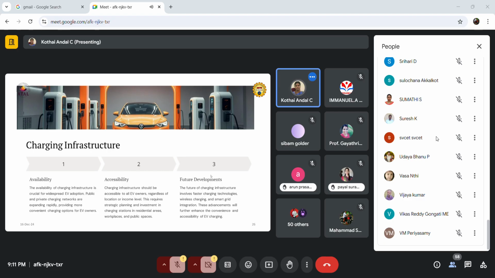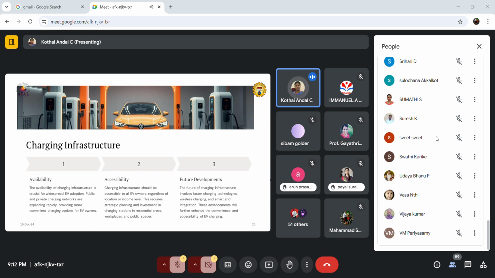In charging infrastructure, obviously we have to increase availability. It should be available in private and public charging networks. Charging time also matters here, as we have to wait a long time to charge to 100%. That is a major challenge. Then accessibility: wherever we move around, whether a company, factories, or highways, it should be available regardless of location. Charging accessibility is needed in residential areas, workplaces, and public spaces.